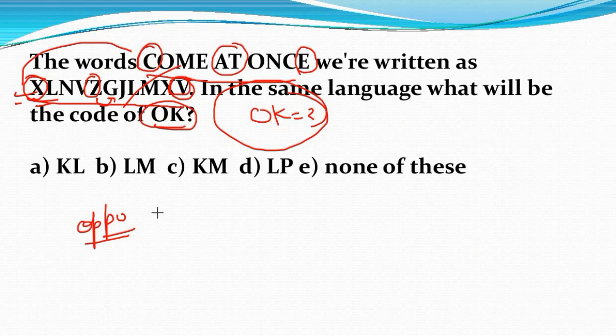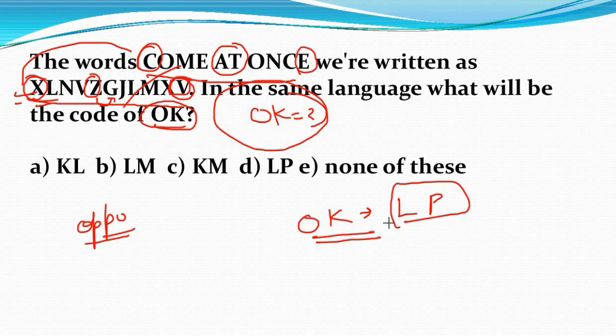If we have an opposite letter pattern, you can say the answer for OK: the opposite letter of O is L, and the opposite letter of K is P. So the final answer is L and P. It means D is the answer for this question.